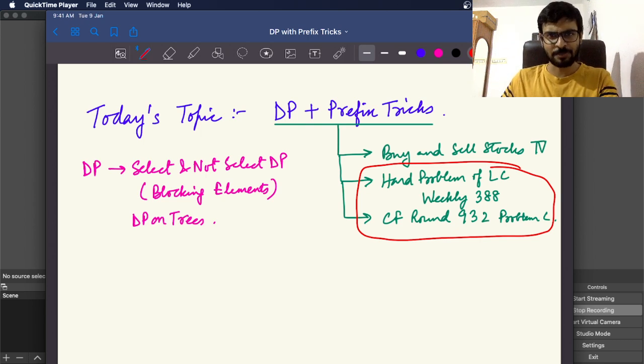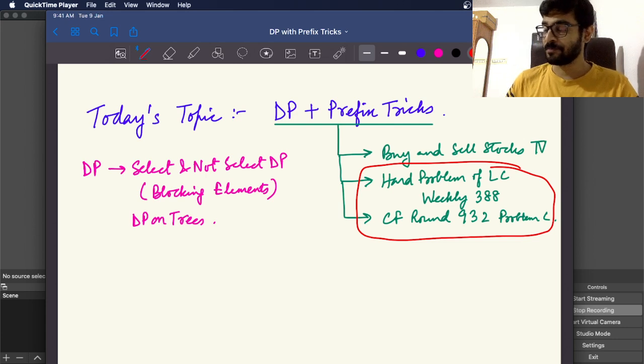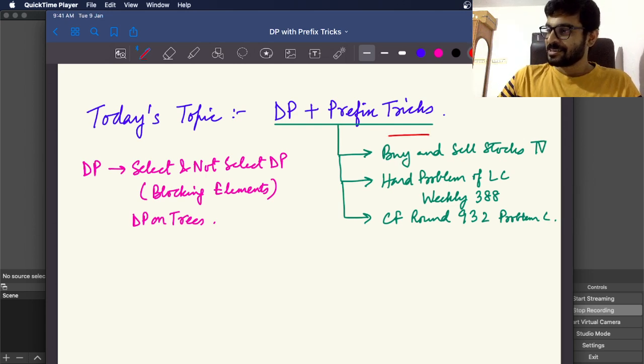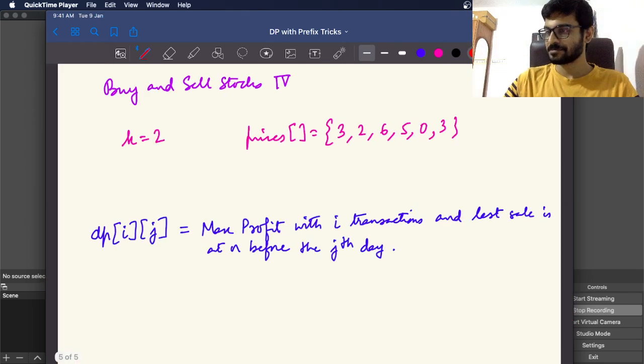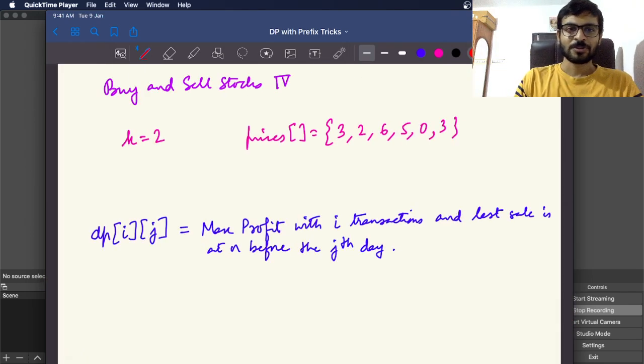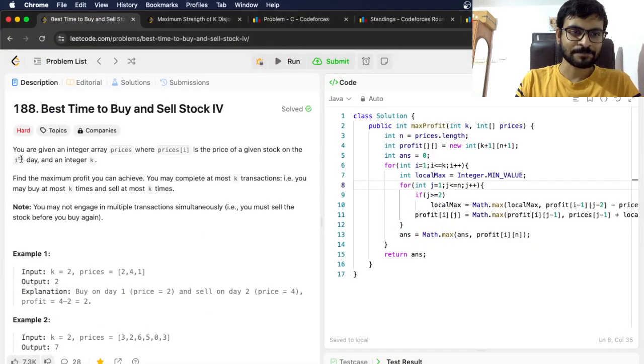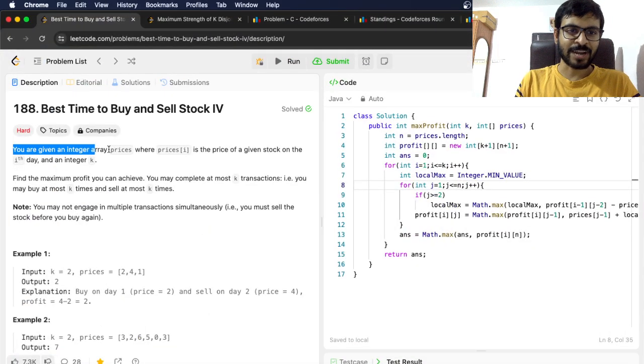But at the end of the session, maybe I can tell you that you can solve them as your homework by using this kind of technique. So okay, let's see. The first problem, Buy and Sell Stock 4. What this problem says is, you are given an integer array, prices.